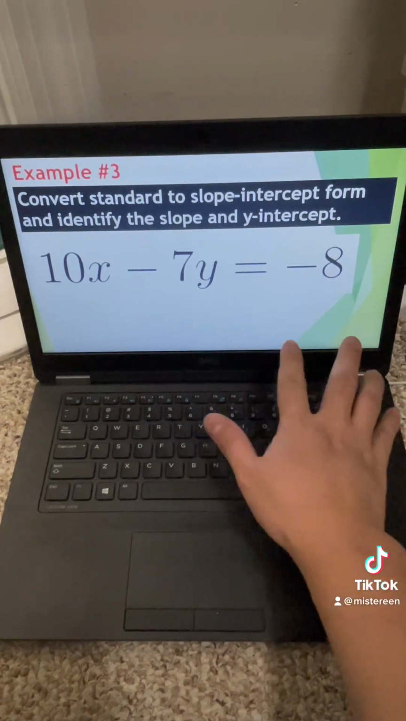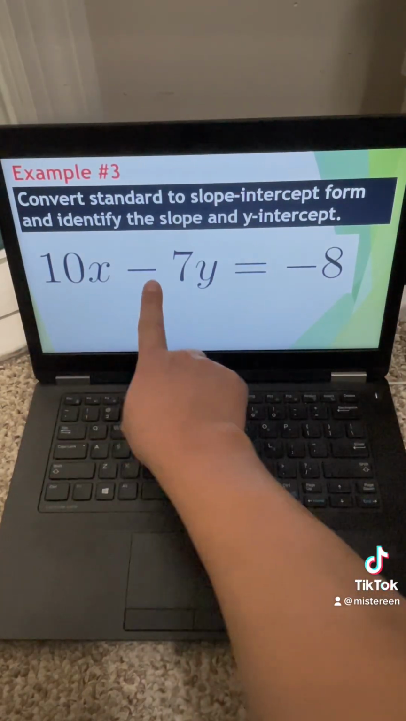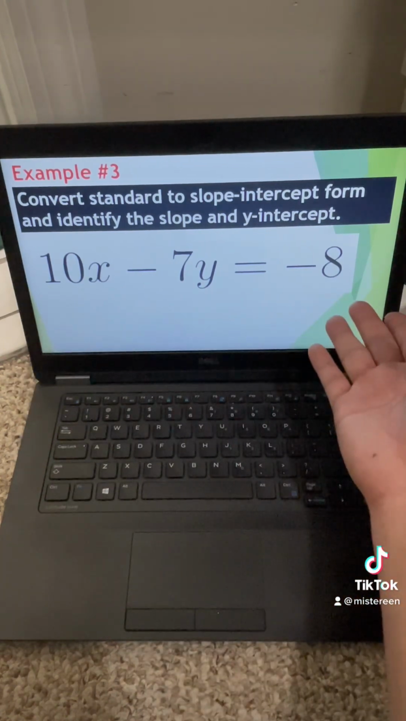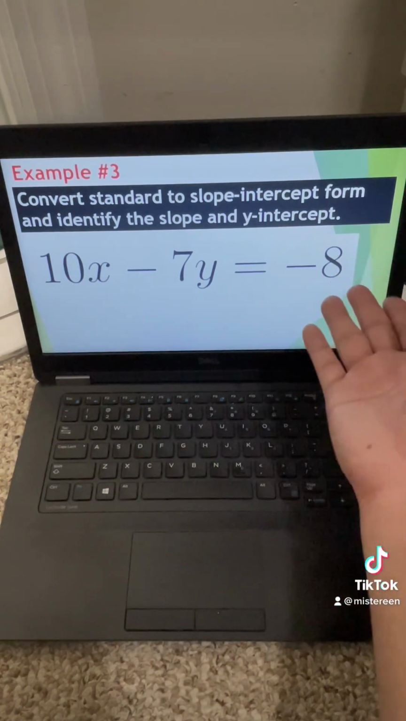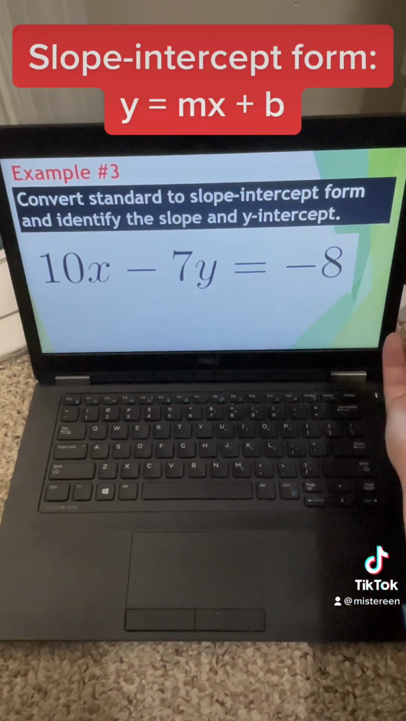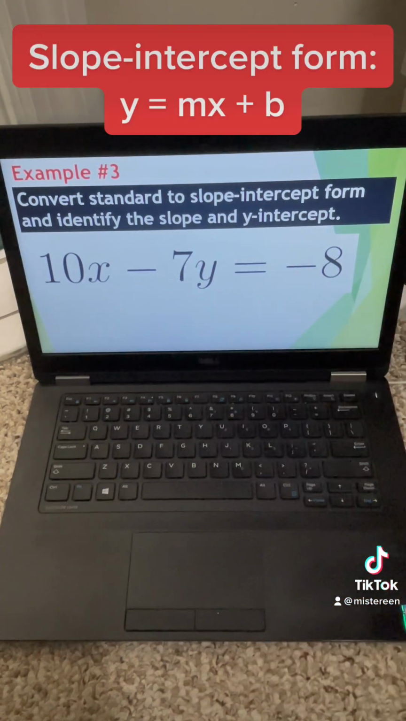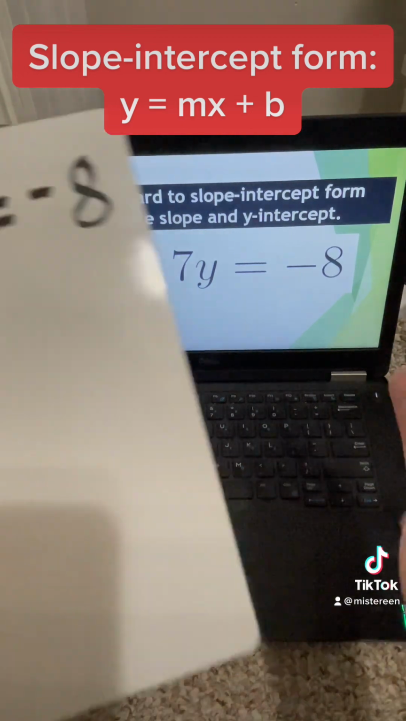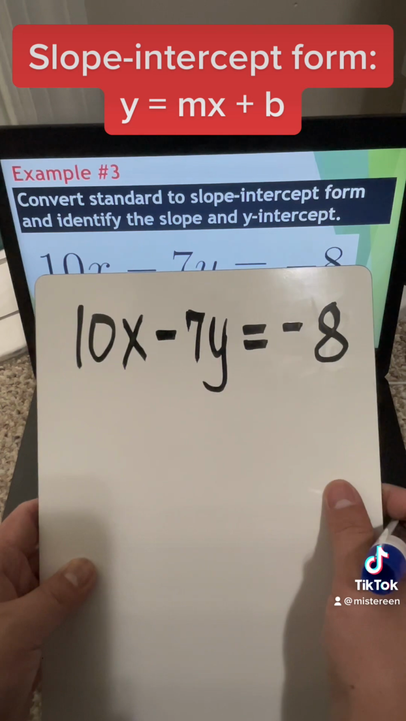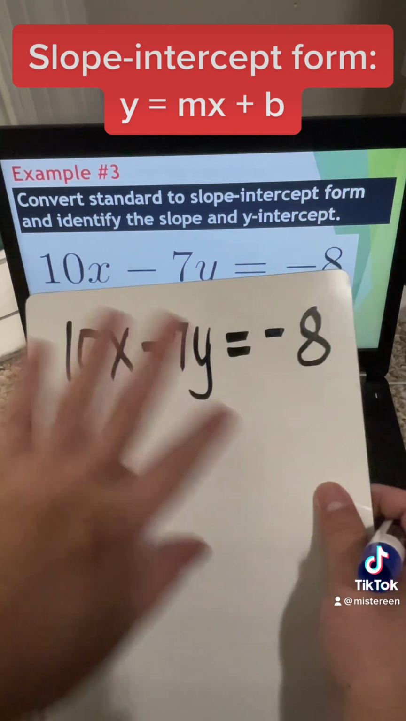All right, our third example, as you can see, we have 10x minus 7y equals negative 8. And this is in standard form, okay? And we will convert it to slope-intercept form. And once we're in slope-intercept form, we can identify the slope and y-intercept. Okay, so take note, the slope-intercept form is y equals mx plus b.